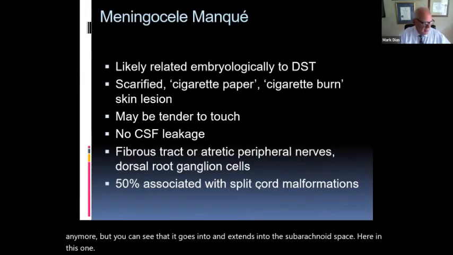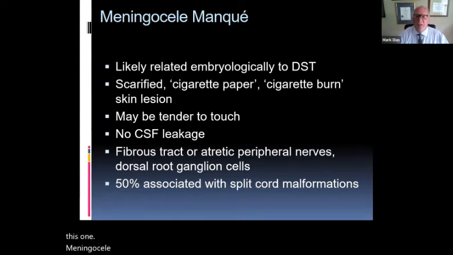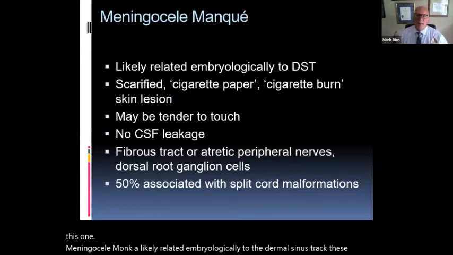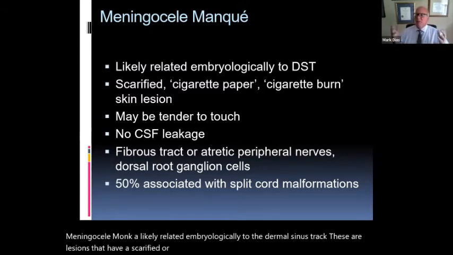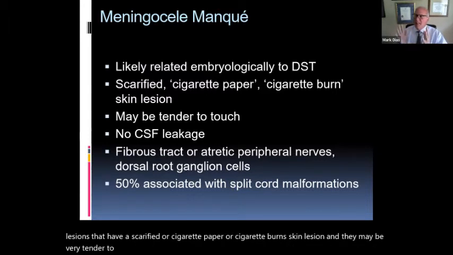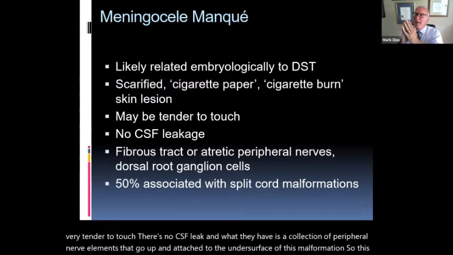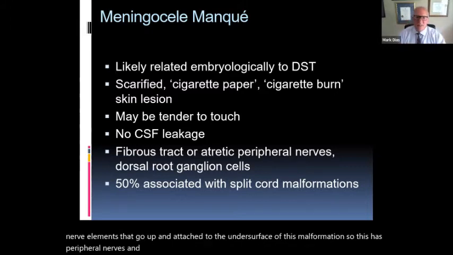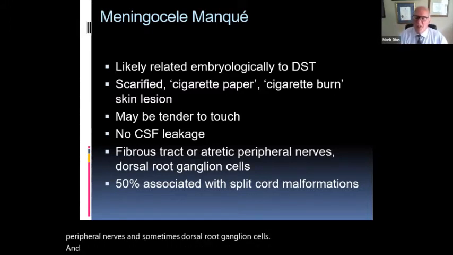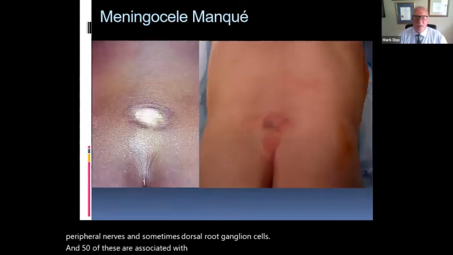Meningocele manqué, likely related embryologically to the dermal sinus tract. These are lesions that have a scarified or cigarette paper or cigarette burn skin lesion, and they may be very tender to touch. There's no CSF leak, and what they have is a collection of peripheral nerve elements that go up and attach to the undersurface of this malformation. So this has peripheral nerves and sometimes dorsal root ganglion cells. And 50% of these are associated with split cord malformations, which we'll talk about in a second.